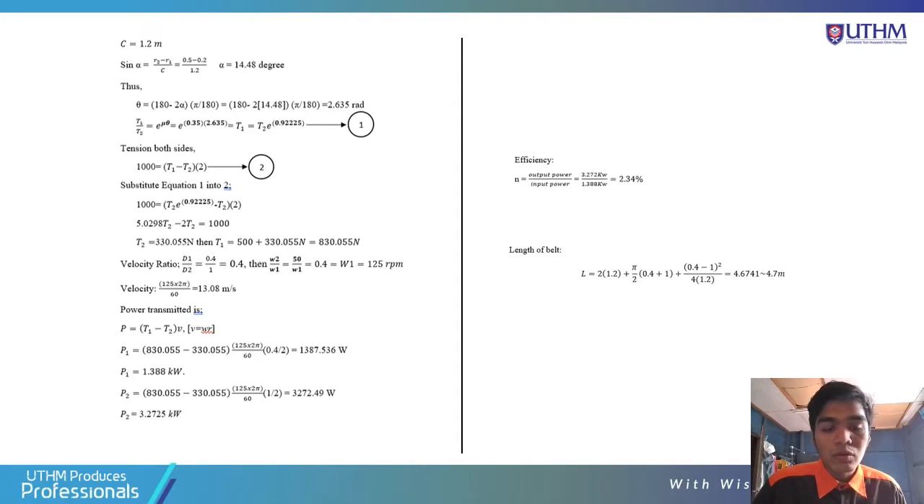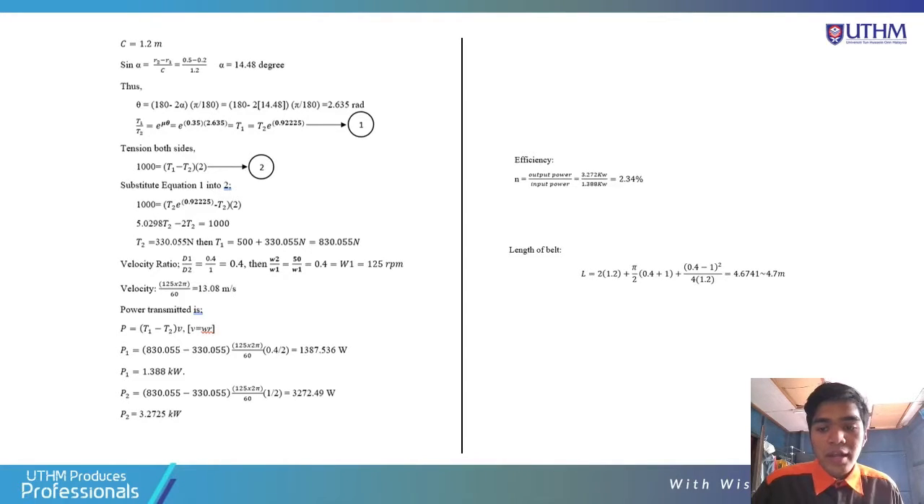So V is equal to omega R. Then we get the power transmitted, P1 and P2. Then we get the efficiency. So the efficiency, as we can see here, is equal to 2.34 percent.